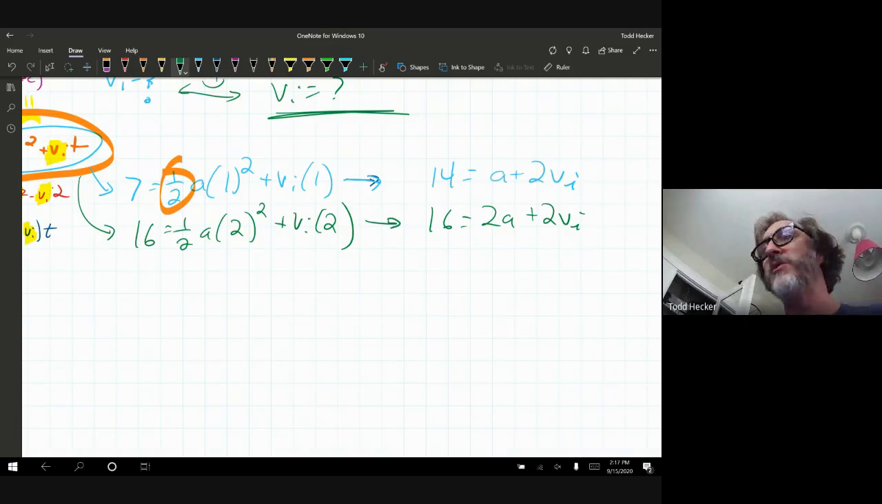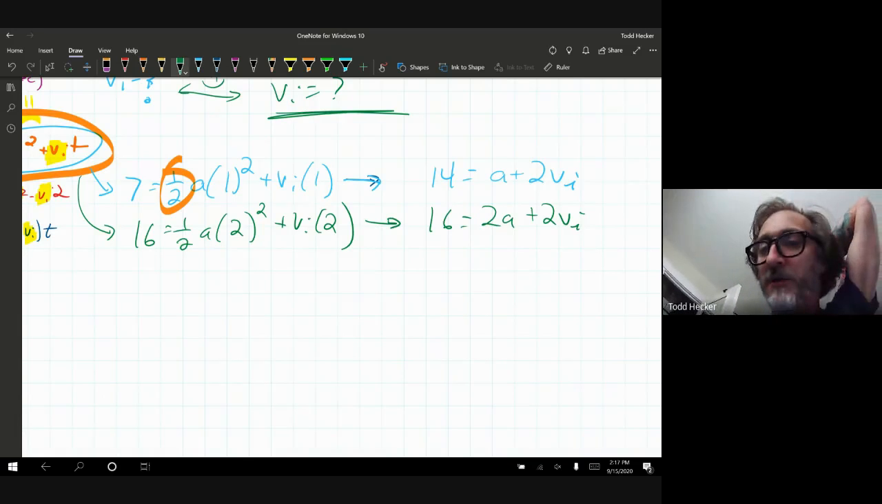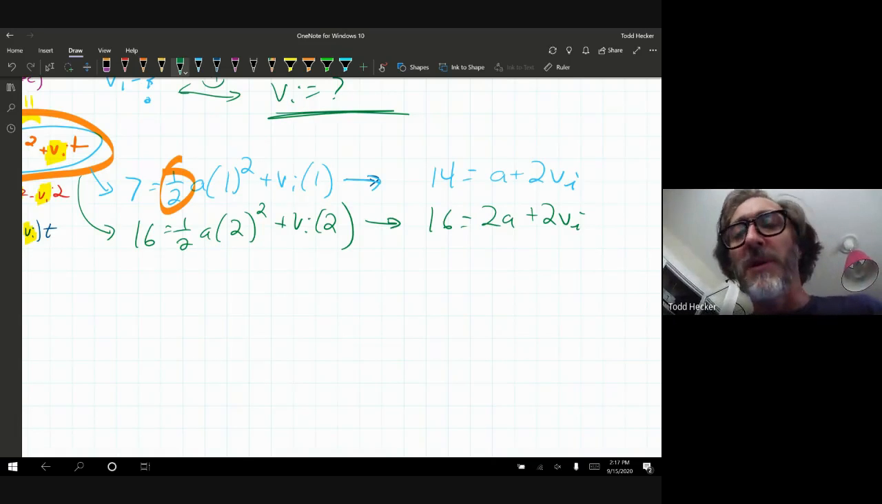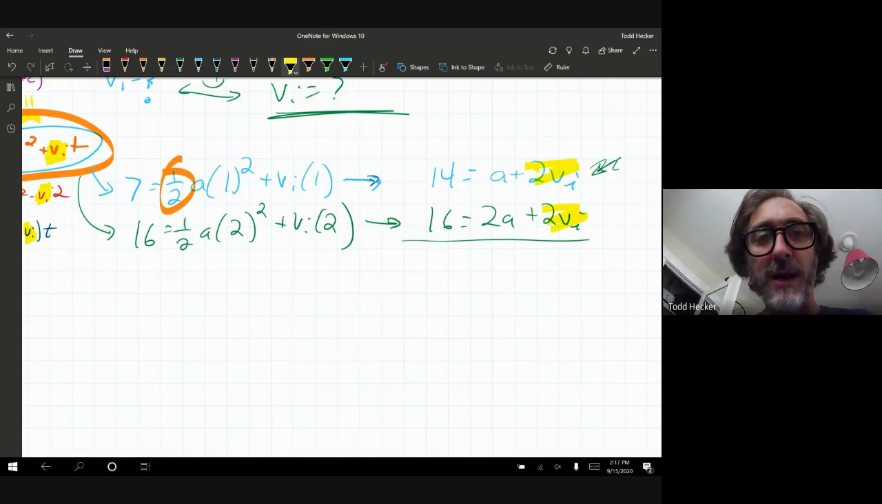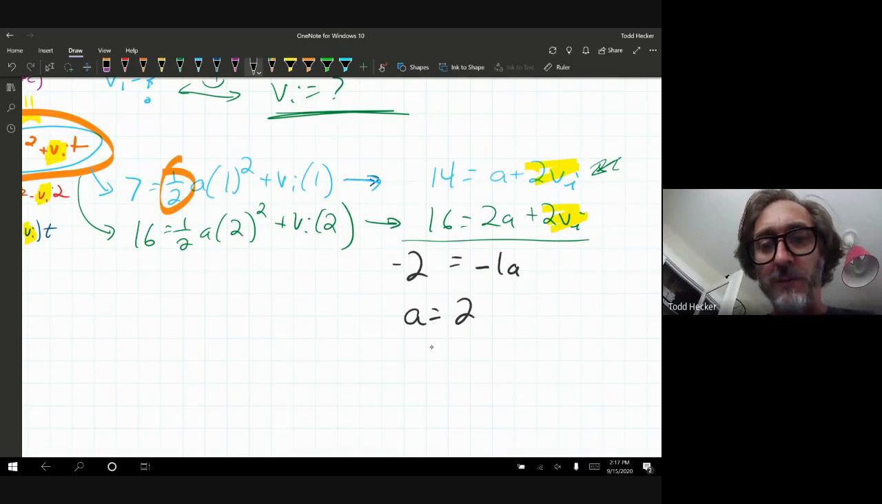There's a bunch of ways you can do this, right? You guys have learned in math class how to solve a system of equations. Probably the beginner way to do it would be to solve the first equation for a and then plug it into the other one. I'm going to actually just subtract these two equations, right? So if I subtract these, then 2vi minus 2vi gives me 0. a minus 2a gives me negative 1a. And 14 minus 16 gives me negative 2. Aha! My acceleration is 2 meters per second squared.